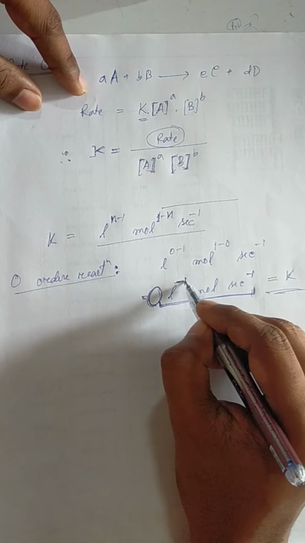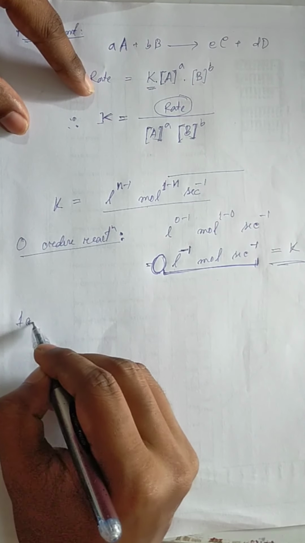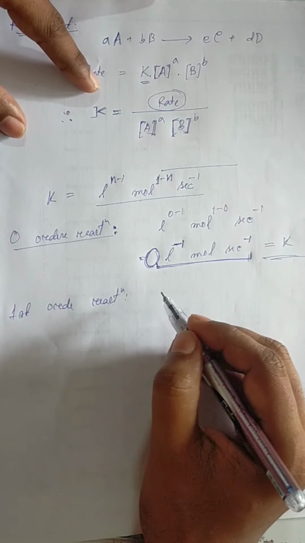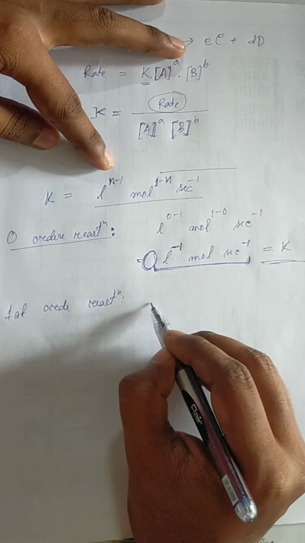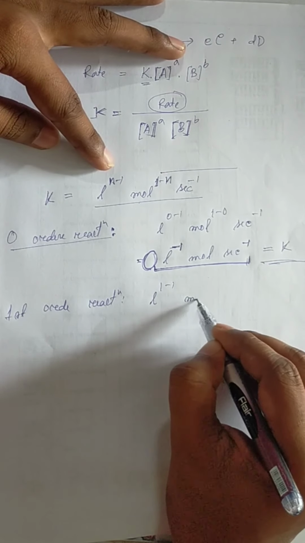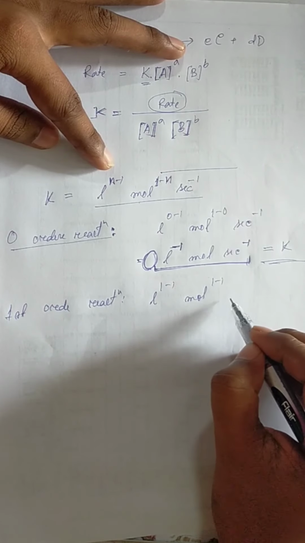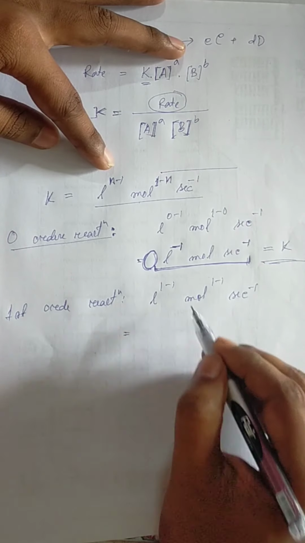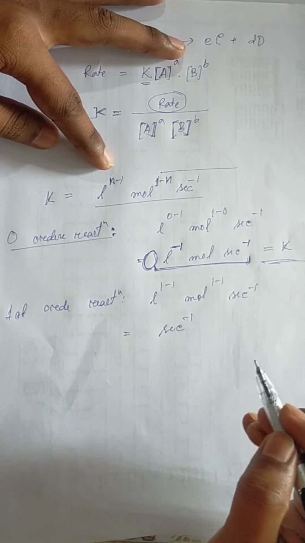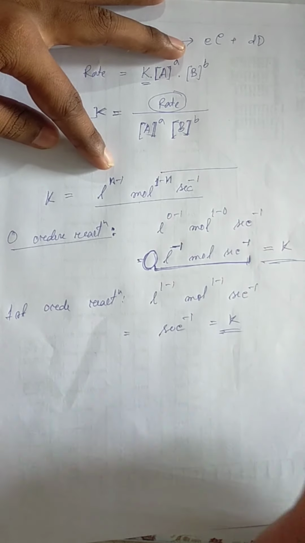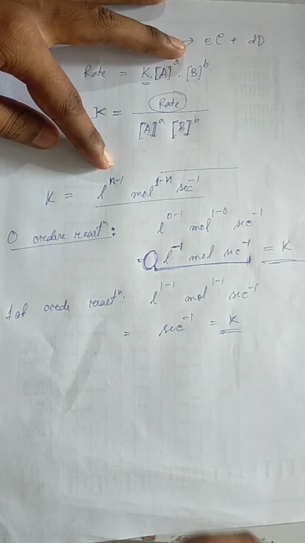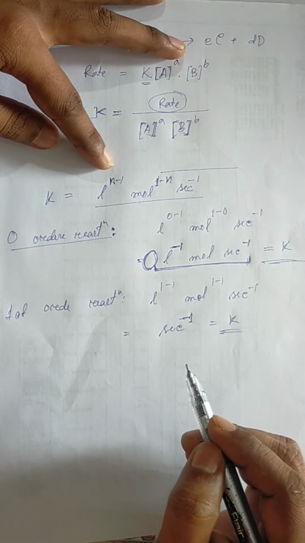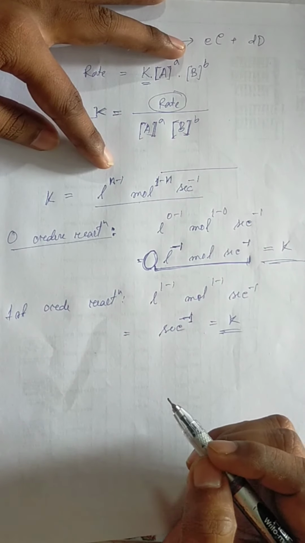Next, for a first order reaction, we can put here L^(1-1) mole^(1-1) second inverse. So this will be 0, this will be 0, and only second inverse will be there. So if a reaction is given and the unit of the rate constant is this, then you can directly say that reaction is a first order reaction.